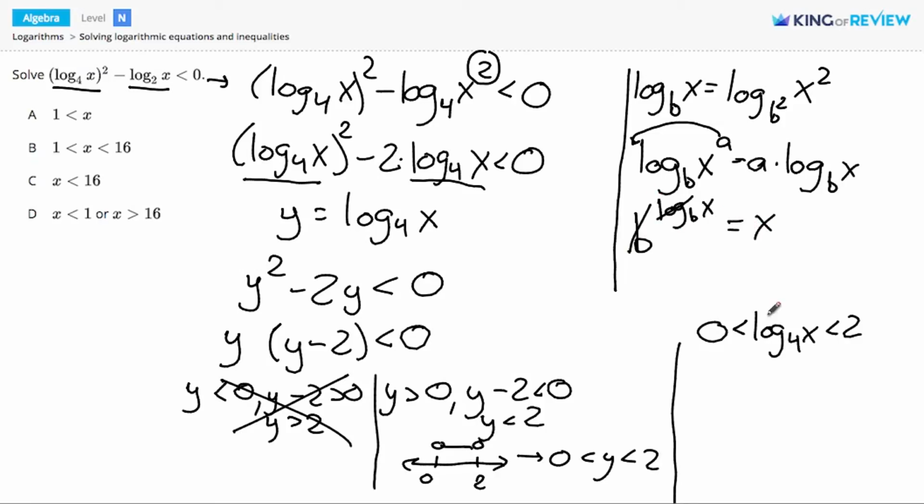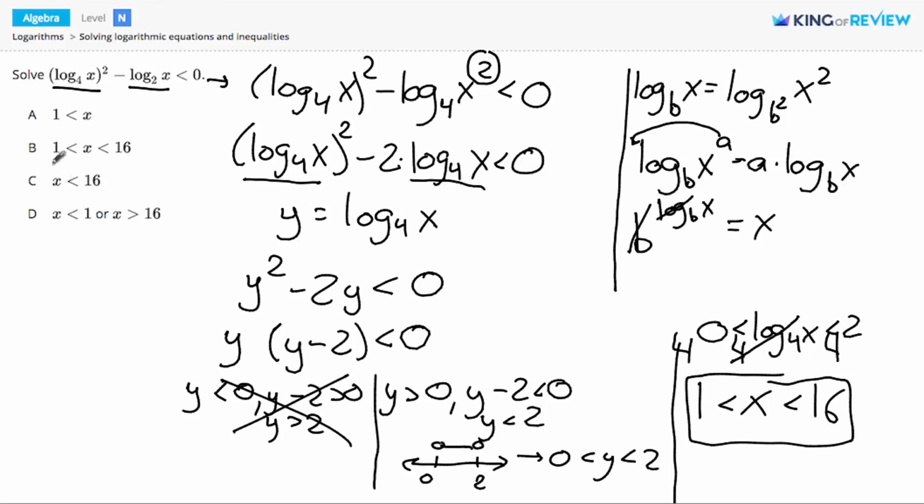Since 4 is the base of the log, I need to raise 4 to the power of all three parts of my inequality. 4 to the 0 power is 1, 4 to the log base 4 cancels out, and I'm left with x, and 4 squared is 16. So here is my solution for x, and I've discovered it must be b.